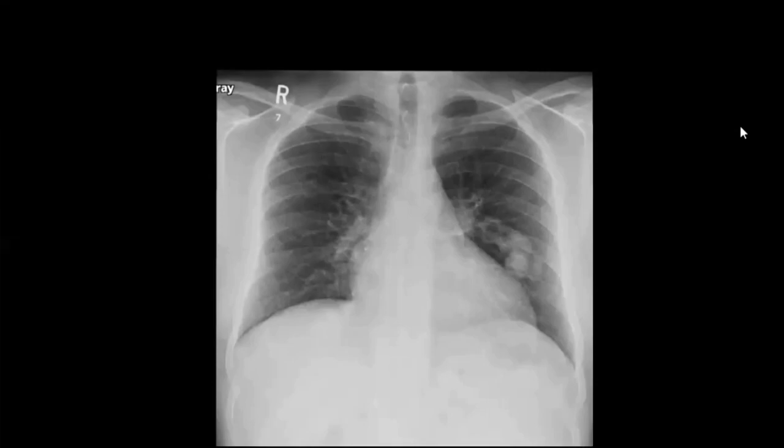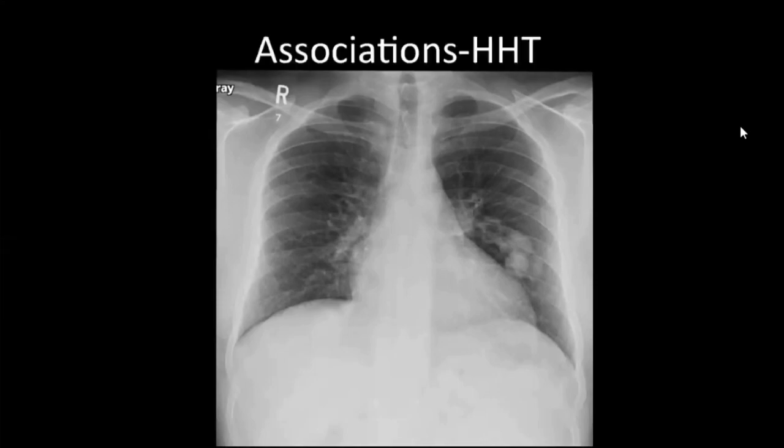Whenever there is a pulmonary AVM and then there is an intracerebral AVM, what will you consider? Yes, the patient is having hereditary hemorrhagic telangiectasia. In AVM, when you find one AVM, you have to search for other similar malformations, either in the liver or in the lung. So that is very important.